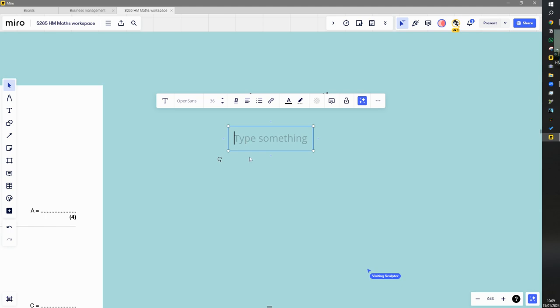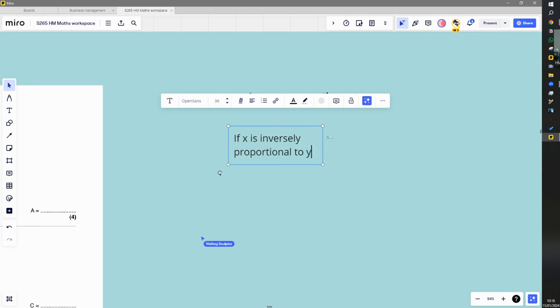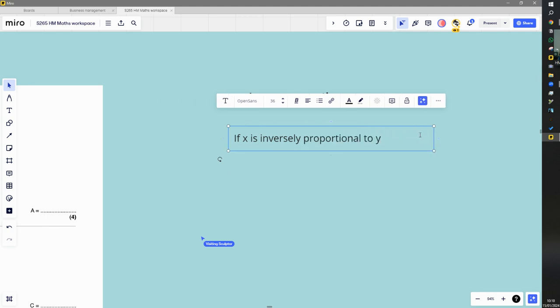So let's say that if x is inversely, rather than directly, inversely proportional to y, well, that's the same as saying.